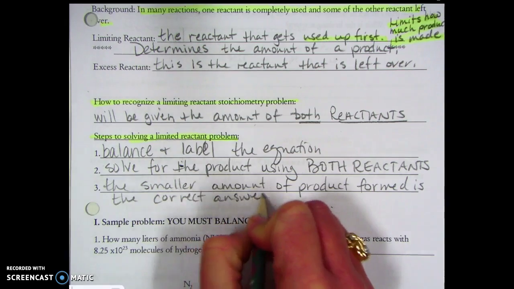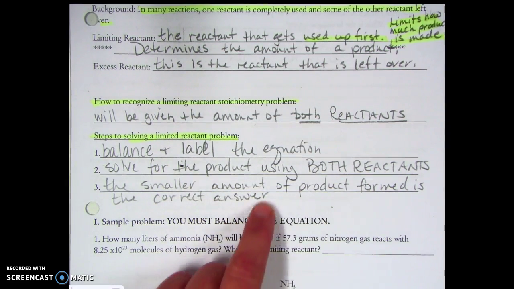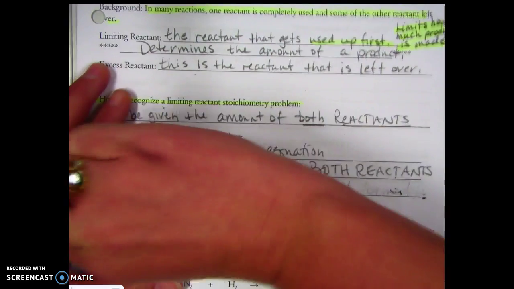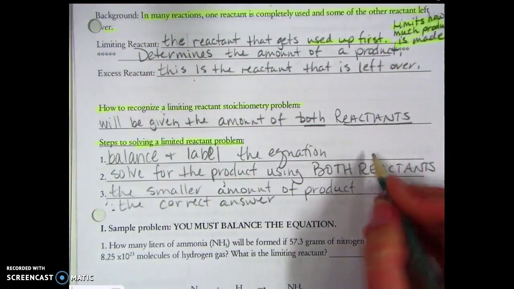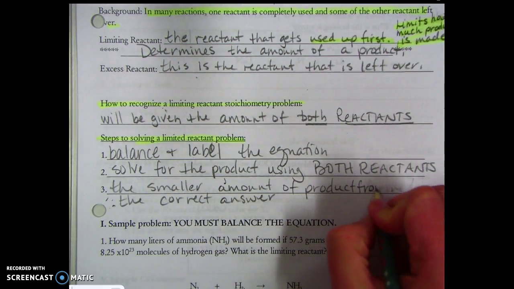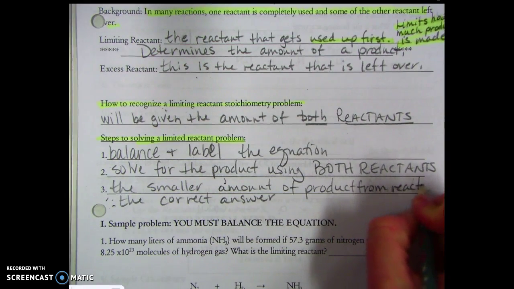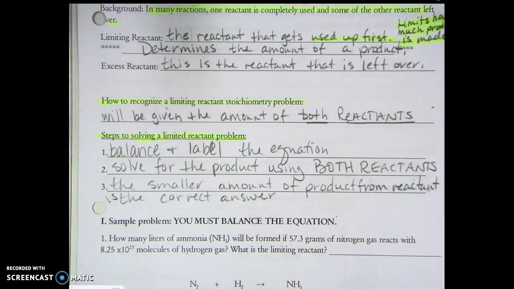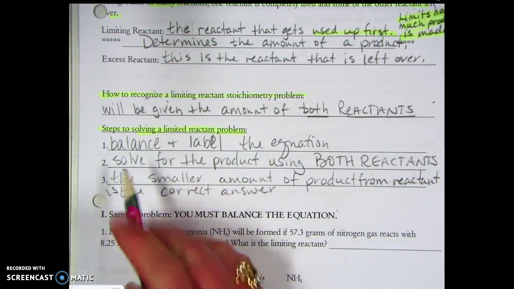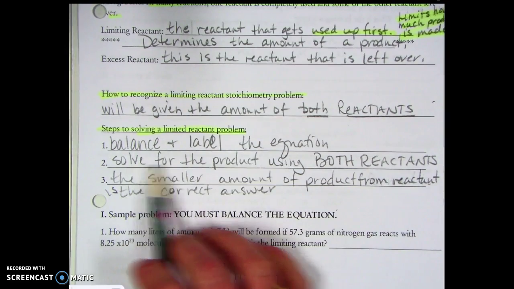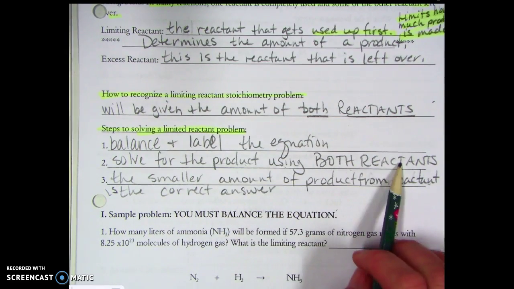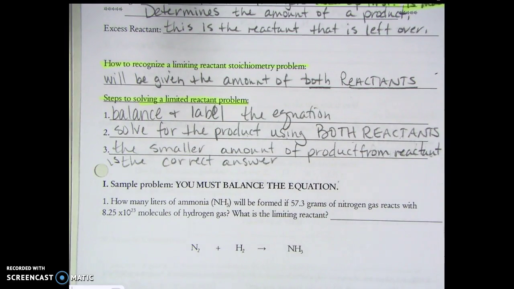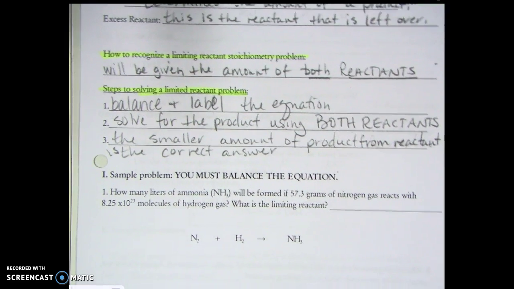Actually, I don't like the way that's written. It should say the smaller amount of product from the reactant is the correct amount. Okay, got to know that. So we're going to balance and label the equation. We're going to solve for the product using both reactants. The smaller amount of the product from the reactant is the correct answer.